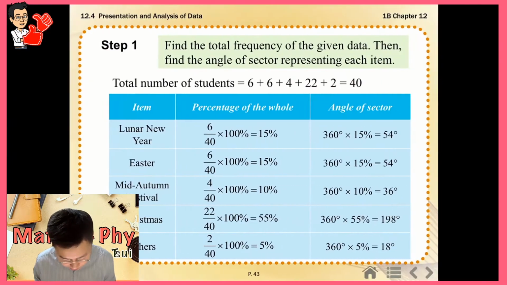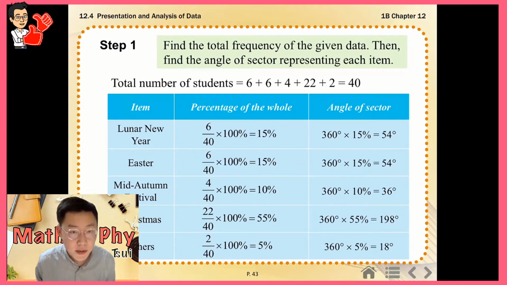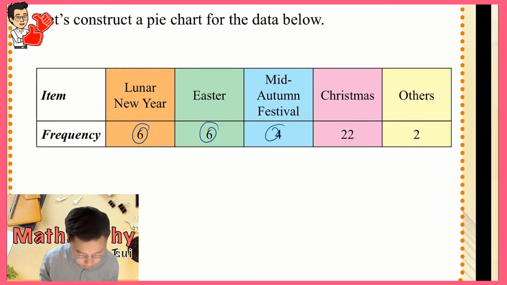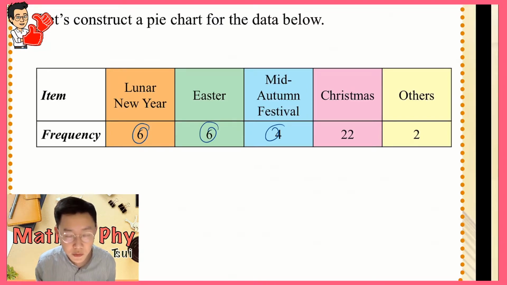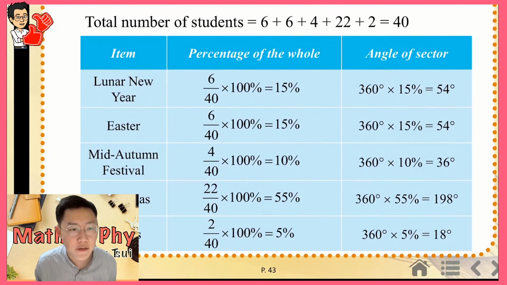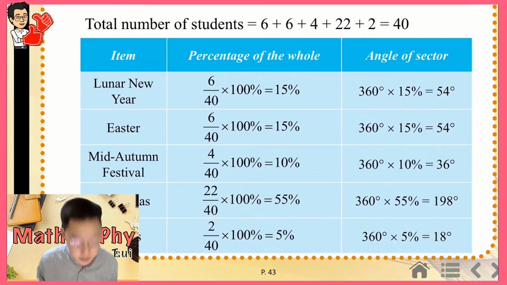I don't know. Okay, so for the first step, you need to find out the sum of this data. It should equal 6 plus 6 plus 4 plus 22 plus 2. So the final answer is 40. That means the total number of students equals 40.